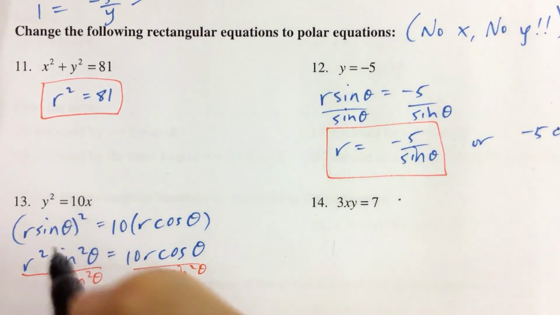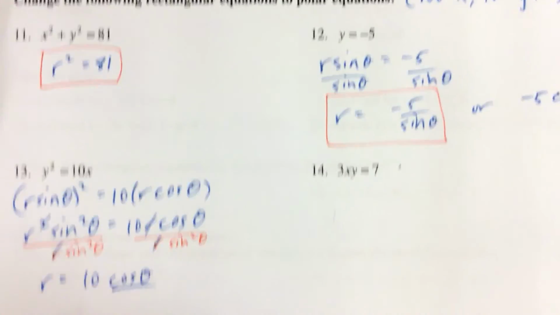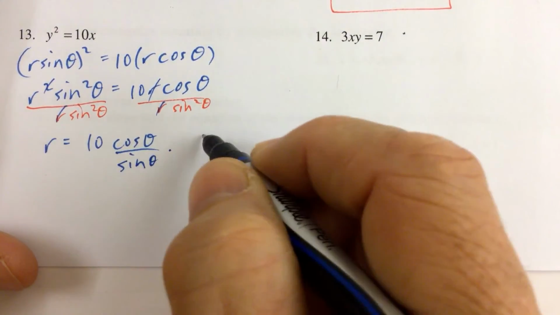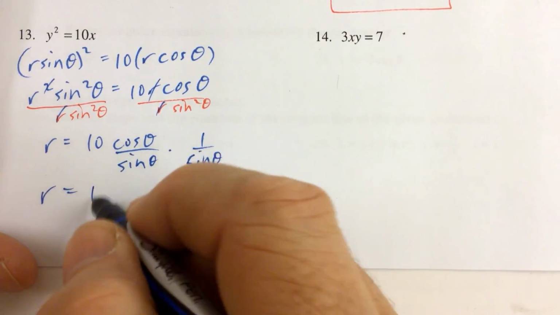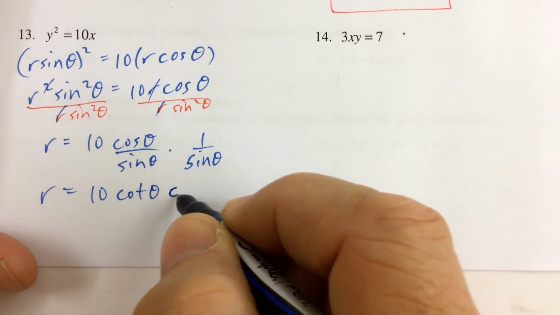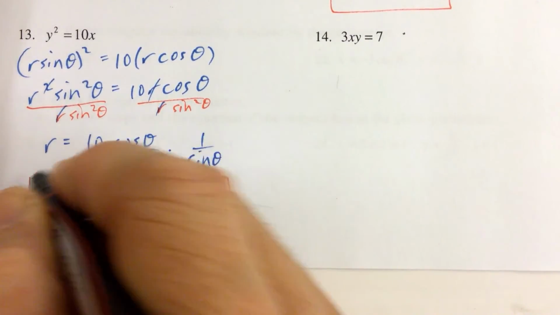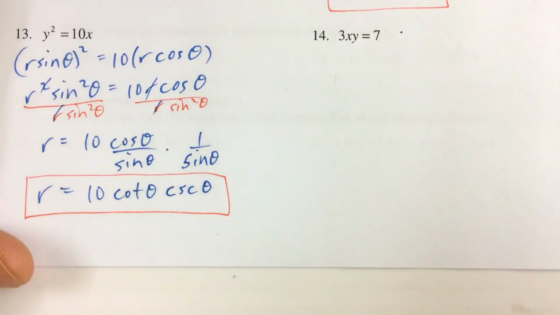In doing that, we see that one of these r's cancels, and that's okay. We get r equals 10 cosine theta over sine squared theta. Let me write it like this so it makes it a little bit easier to see. We're going to separate that sine of theta in that way. 10 cosine theta over sine theta, that's cotangent theta. 1 over sine theta is cosecant theta. And maybe that would be an easier way to write it. But really, if you left it alone as cosine over sine squared, that's not the end of the world. In fact, that would be okay as well.